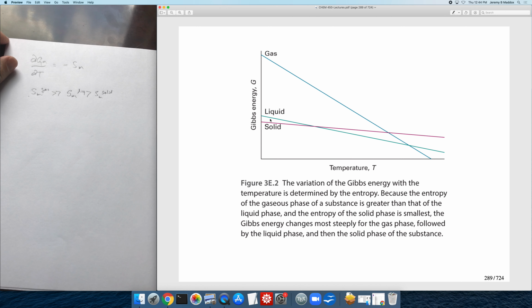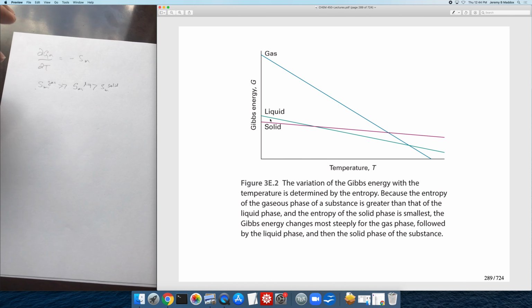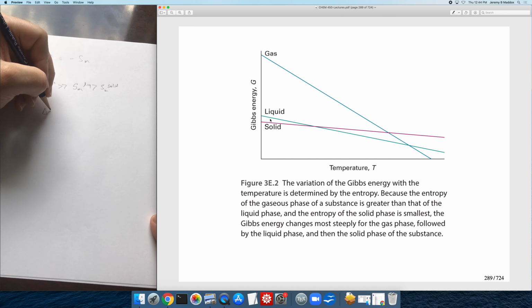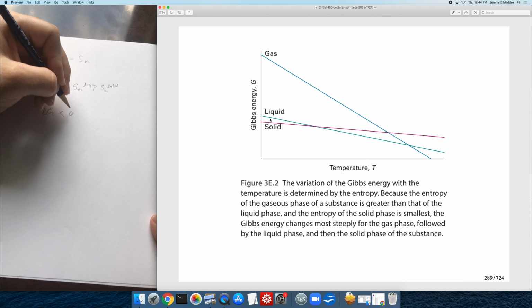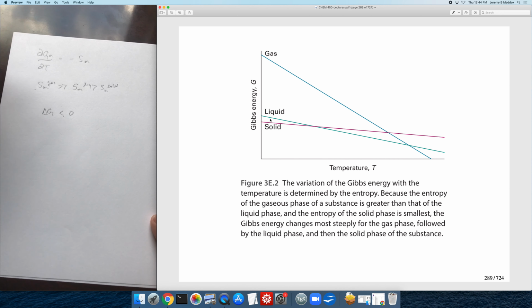Now, one of the things that we are going to be learning about in the phase transition temperature is that the most stable phase of a substance under a given set of conditions will have the lowest molar Gibbs energy. Right? Our criterion for spontaneity is that delta G is less than zero. So in a sense, the Gibbs energy is always trying to minimize itself.